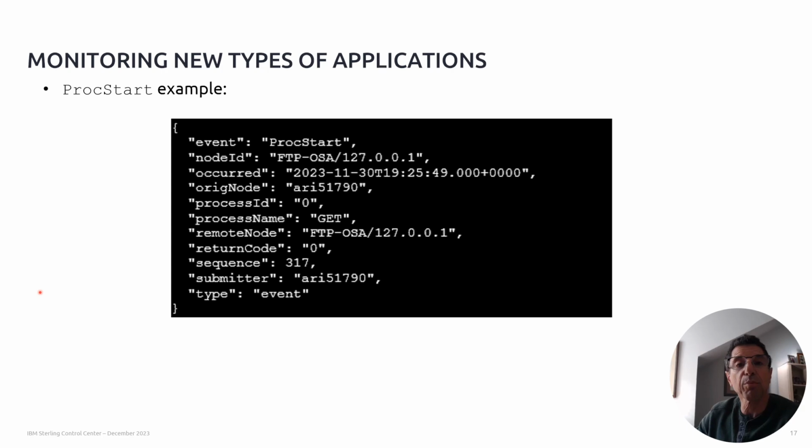And here's what a process start event might look like. You know, we have the proc start as our event. We've got type. We've got when it occurred. We've got our sequence. And very importantly, we have our node ID, which always has the same node type and node name if the events for a process are common.